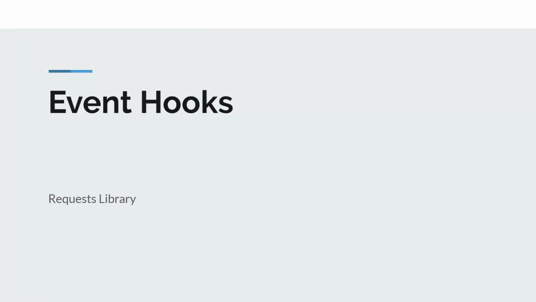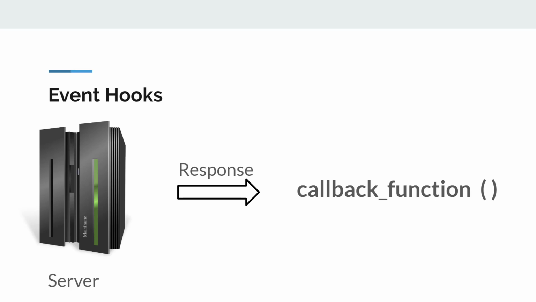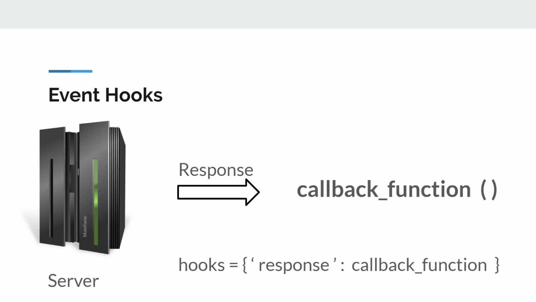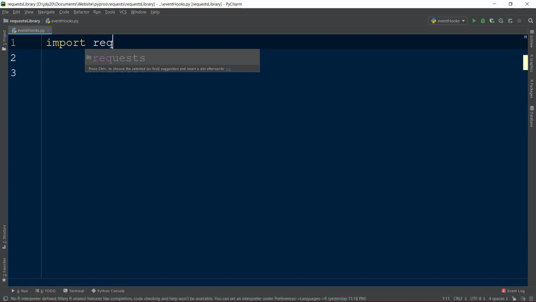Event hooks using the request library can be used to signal events when a response is generated from a request. A hook callback function is called when a response is received from an HTTP request. The callback can be passed to each request by creating a dictionary containing the hook name and callback function. Before we define the hooks dictionary, we will import the request library.